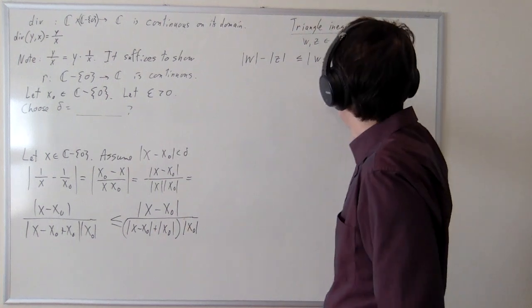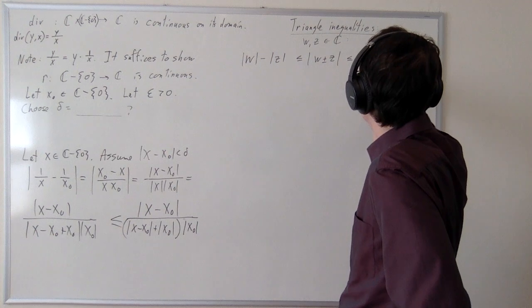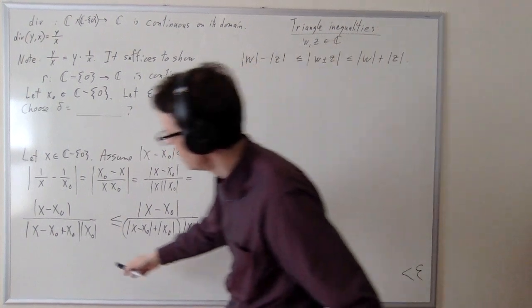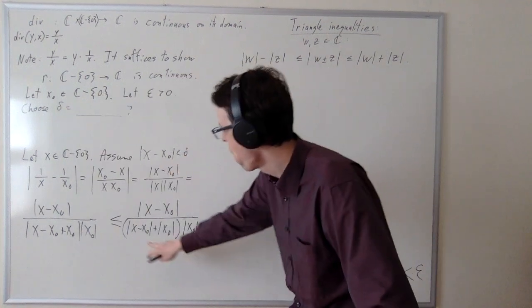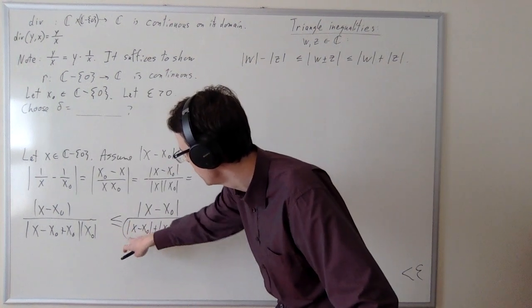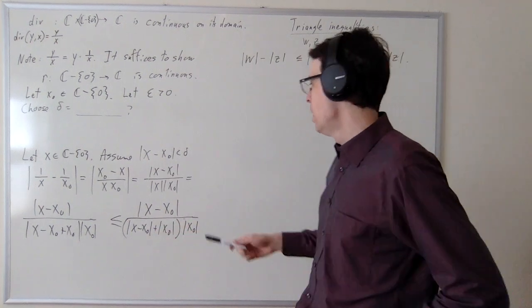Well, the triangle inequality says that the modulus of a sum is less than or equal to the sum of the moduli. And here I've got a modulus of a sum, namely the x minus x naught plus the x naught. And I've split that into the x minus x naught modulus plus the x naught modulus. So far so good, right?